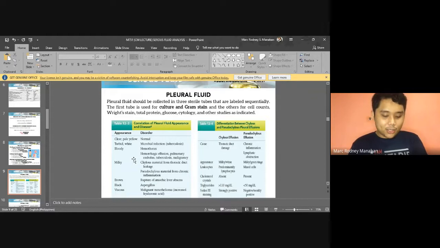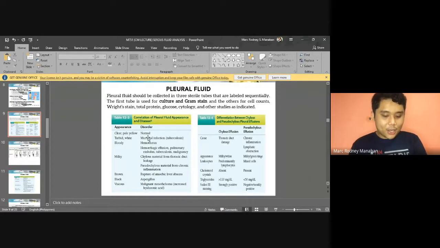Alright? Now take note of the color. Clear pale yellow is normal. Turbid means microbial infection. Bloody means you have hemothorax, meaning something is wrong or there is bleeding into the cavity, or hemorrhagic effusion. It could be a chronic infection or chronic disease that led to the effusion and then bleeding. All right. So pulmonary embolus, TB, and malignancy.